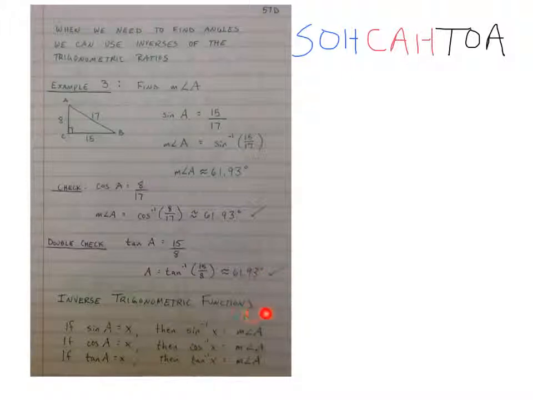I wrote down what exactly is going on with the inverse trig functions down here. If sine of A is x, then inverse sine of x will be the measure of angle A. All of this builds to solving a right triangle, which we'll look at on the final page of our notes.